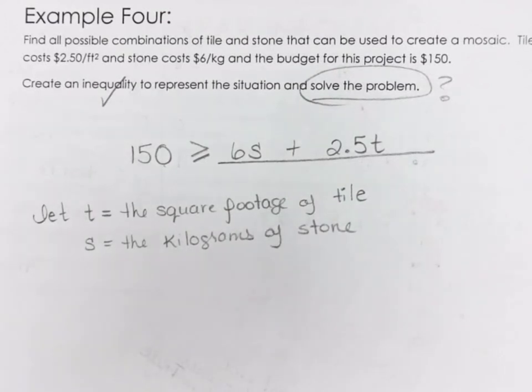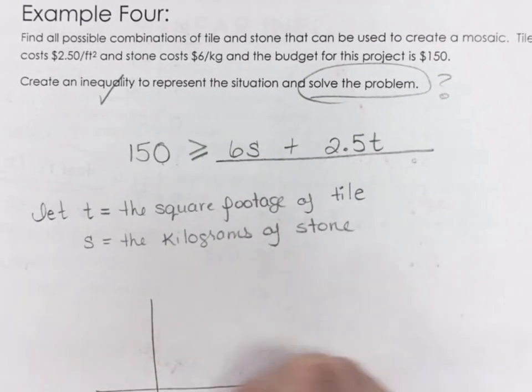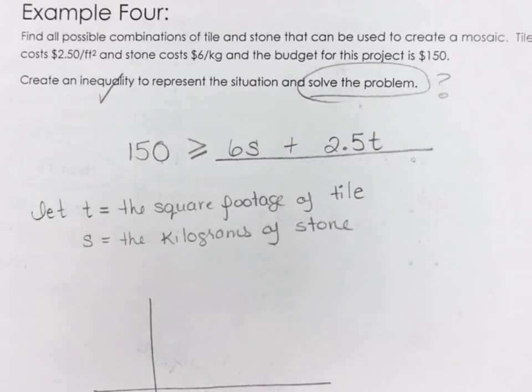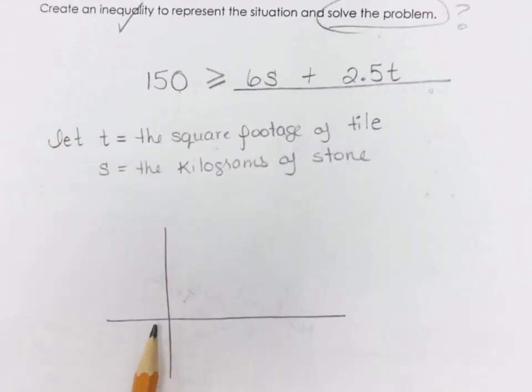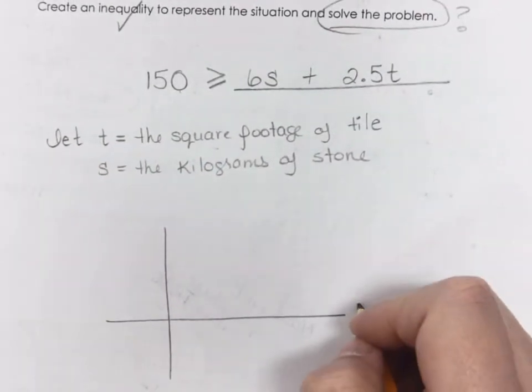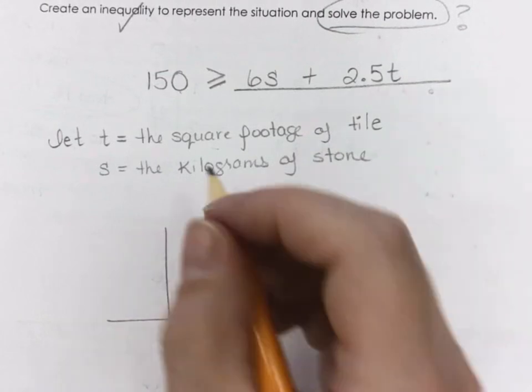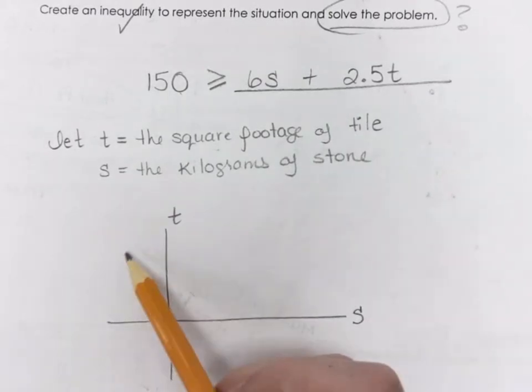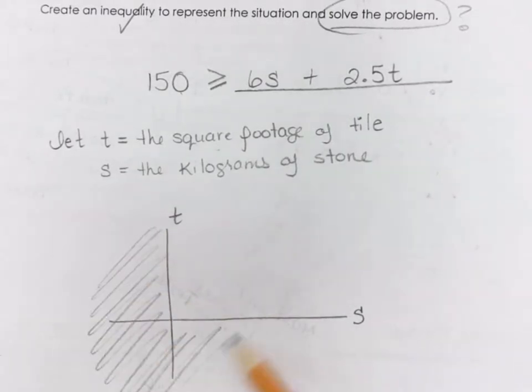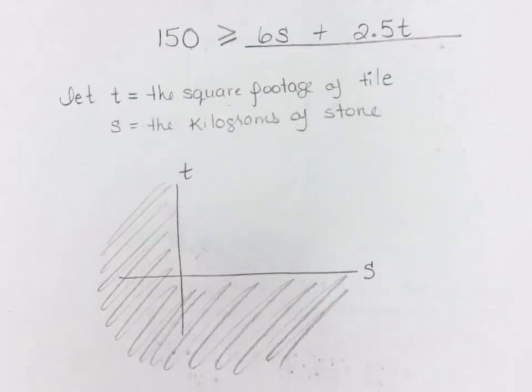A graph is going to best represent this. So I'm going to do a graph. Can I have negative square footage of tile? Can I have negative kilograms? No. I'm going to put my stone here and my tile here. Could I have done it the other way? Totally. There was no rhyme or reason why I picked that. But what I do know is that that can't happen in the real world because I can't have negative kilograms and I can't have negative square feet.